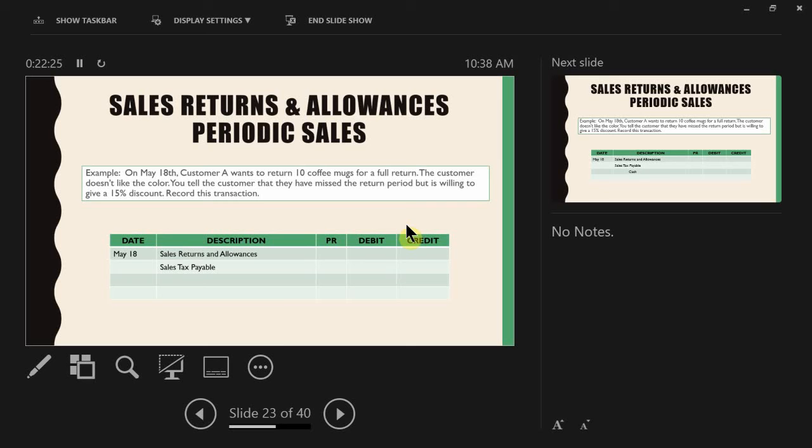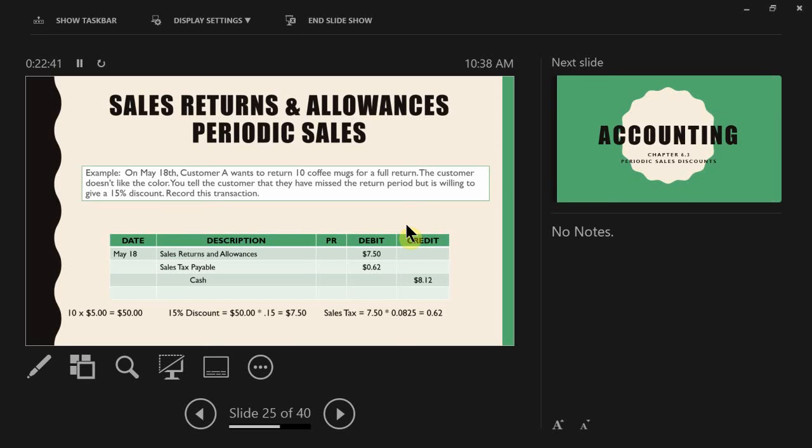Okay? And of course, last but not least, however they paid. So in this case, they paid in cash. So in this case, I need to figure out how much 15% of that discount is going to be. So I have to figure out, well, they're trying to return the 10 mugs at $5 each. So that's $50. Now I need to figure out what 15% of that is. In this case, it's calculated to be $7.50. So that's what I'm going to do.